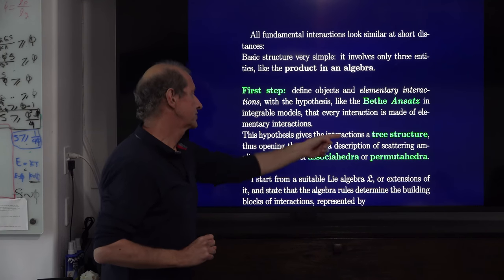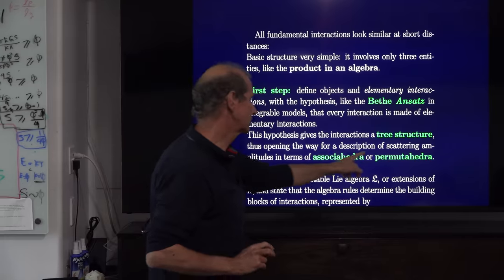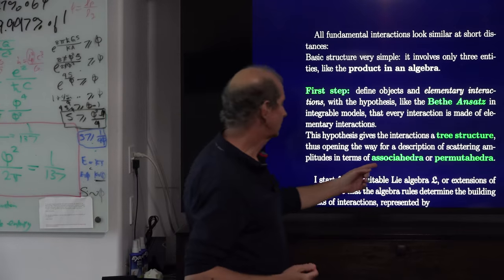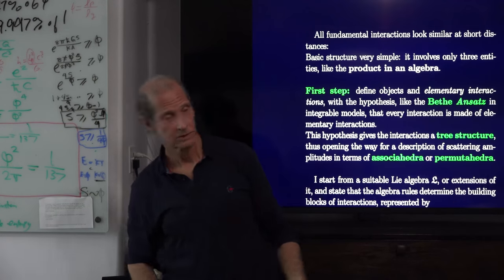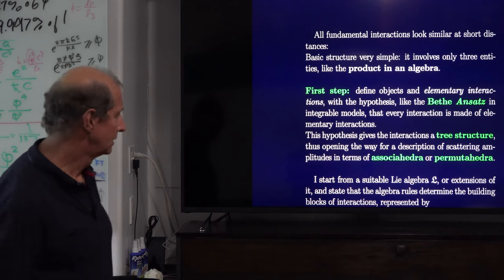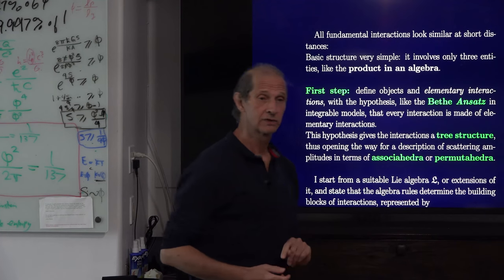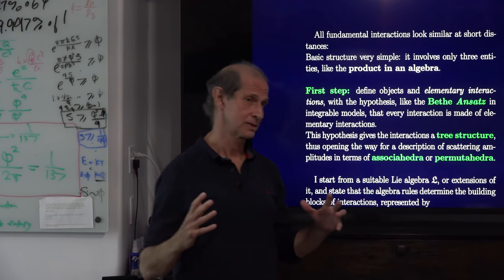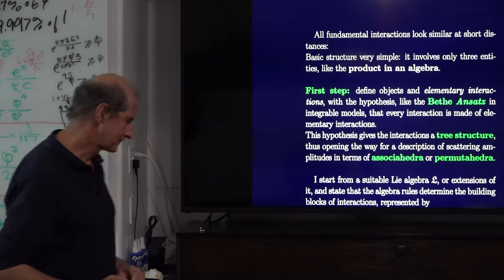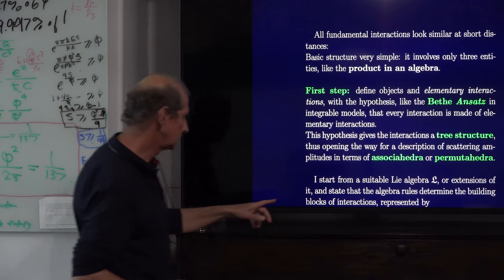This hypothesis gives the interactions a tree structure, notice, thus opening the way for a description of scattering amplitudes in terms of associahedra. If I have time, I will try to convince you that permutahedra, or permutohedra, they are both accepted, are better than associahedra when you put an important gravitational effect into it, which is the expansion of spacetime. I will try to get to that point if I can. So permutahedra is somehow a good thing to think about.